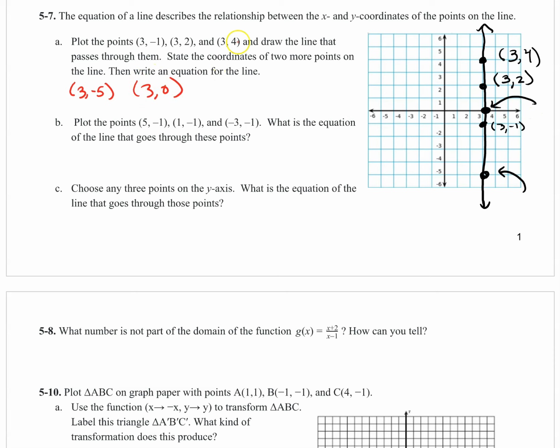Alright, then we write an equation for the line. So this line passes through the x-axis at the number 3. So the equation is x equals 3. And that is the equation for a vertical line. When you have a vertical line, your equation is x equals a number. And the number that you fill in the equation is wherever your line is going to hit the x-axis. So it hits the x-axis at 3. Equation is x equals 3.